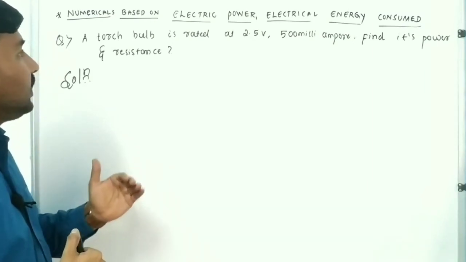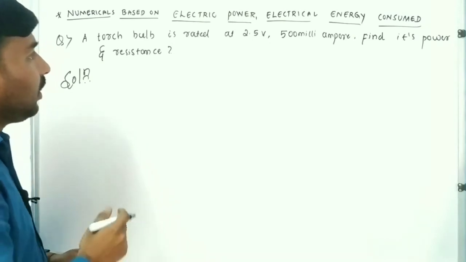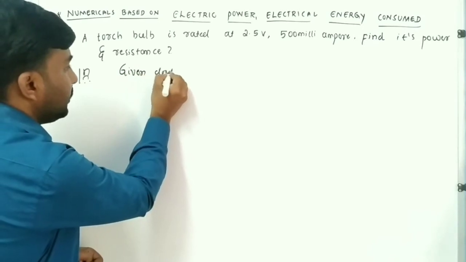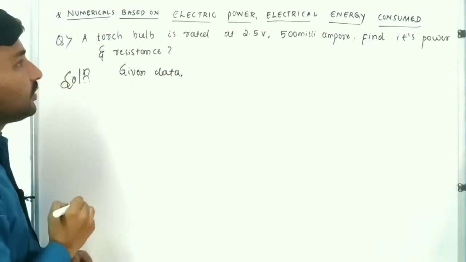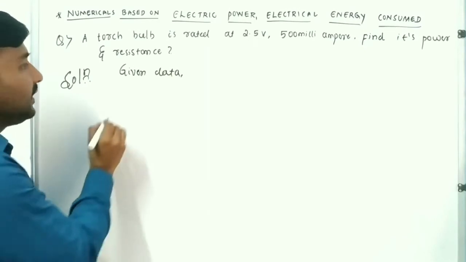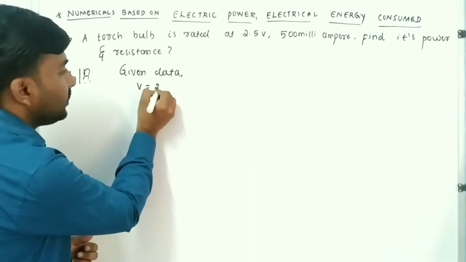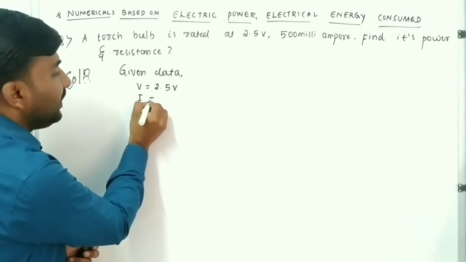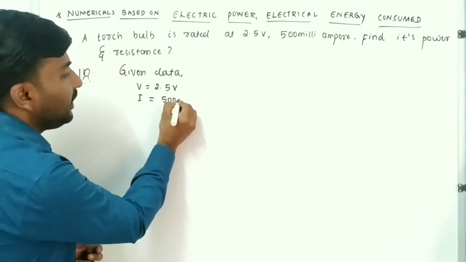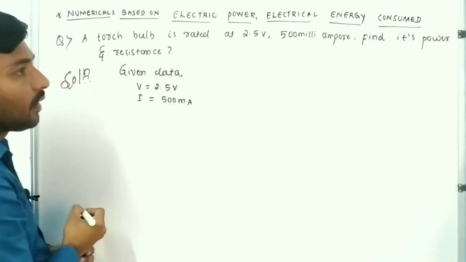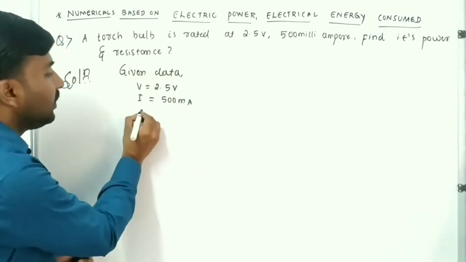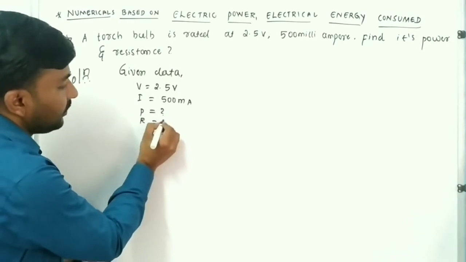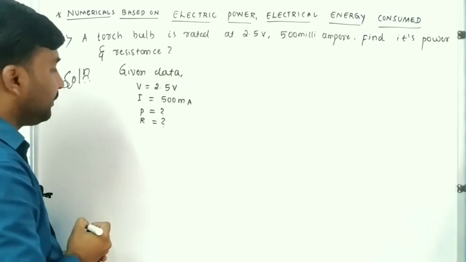So here we have a torch bulb, given data. The torch bulb has the ratings, that is the voltage is 2.5 volt and current is 500 milliampere. We have to find its power and also resistance, right? Okay.